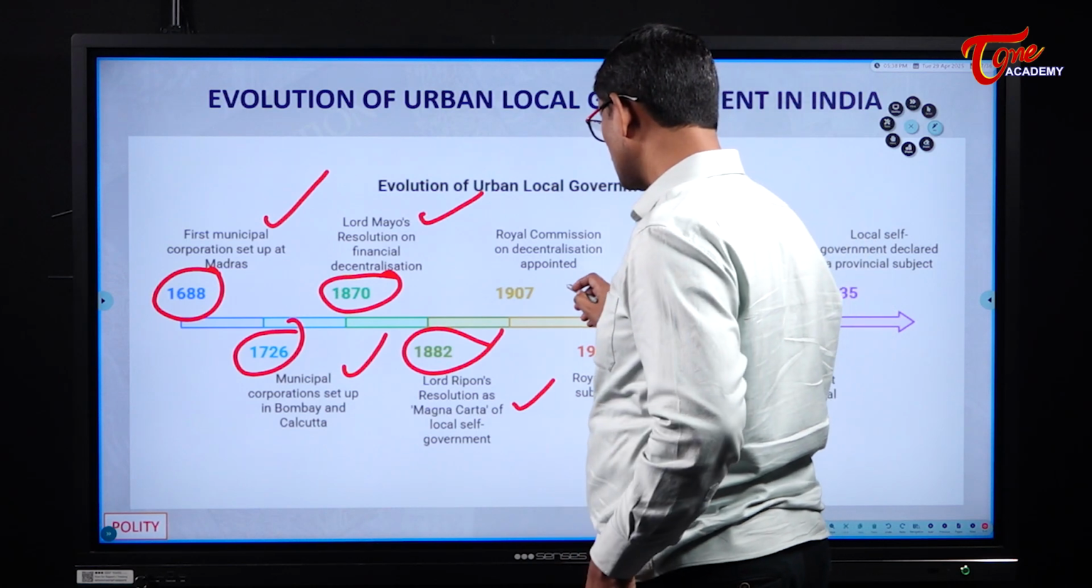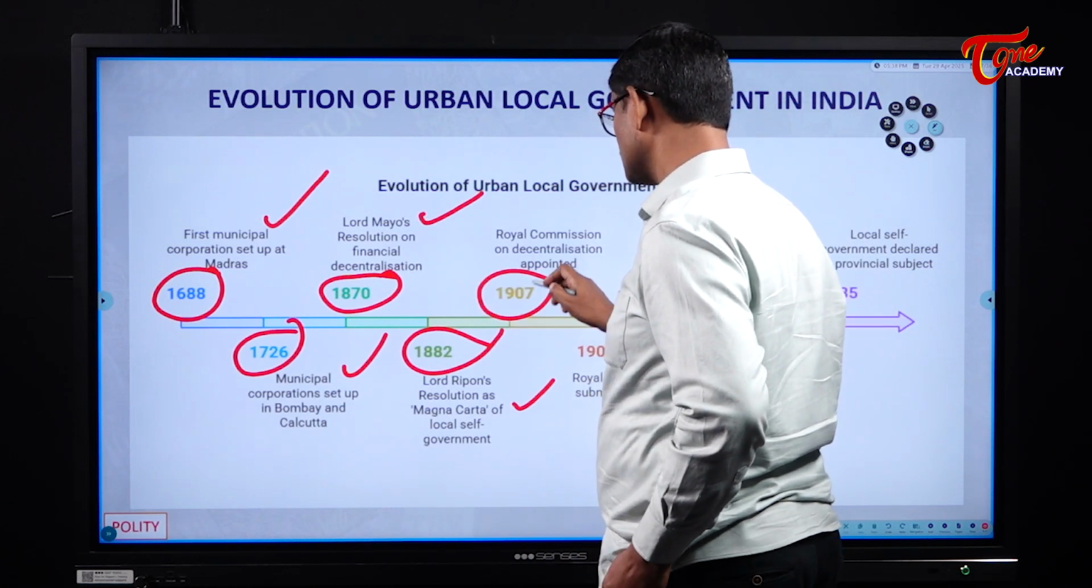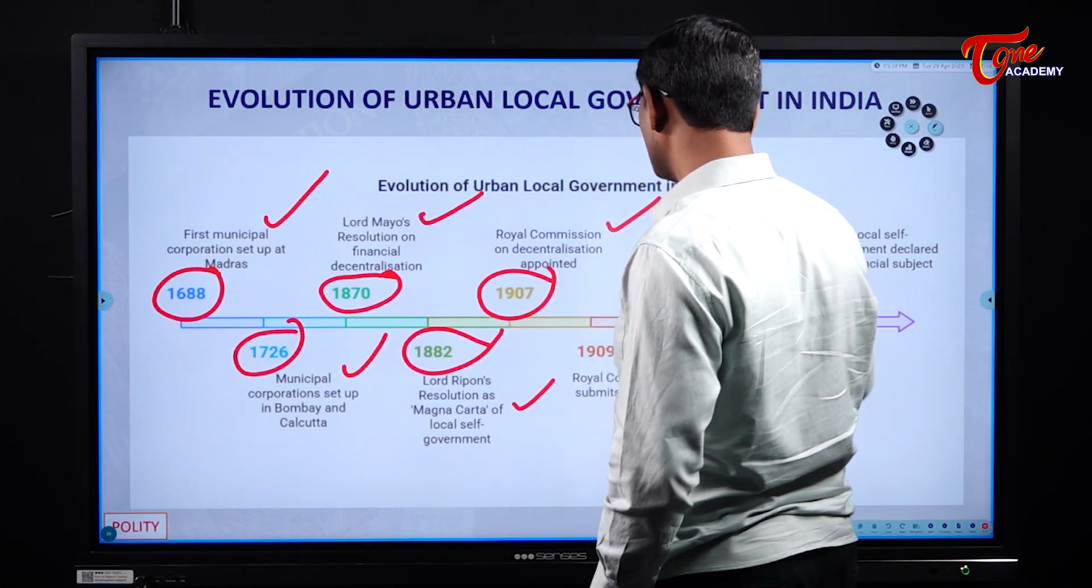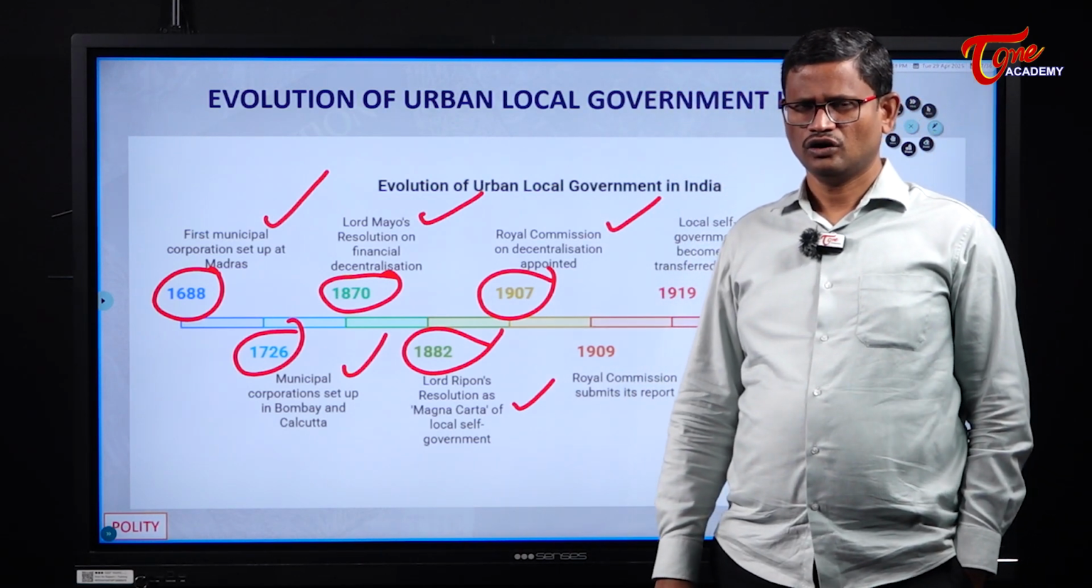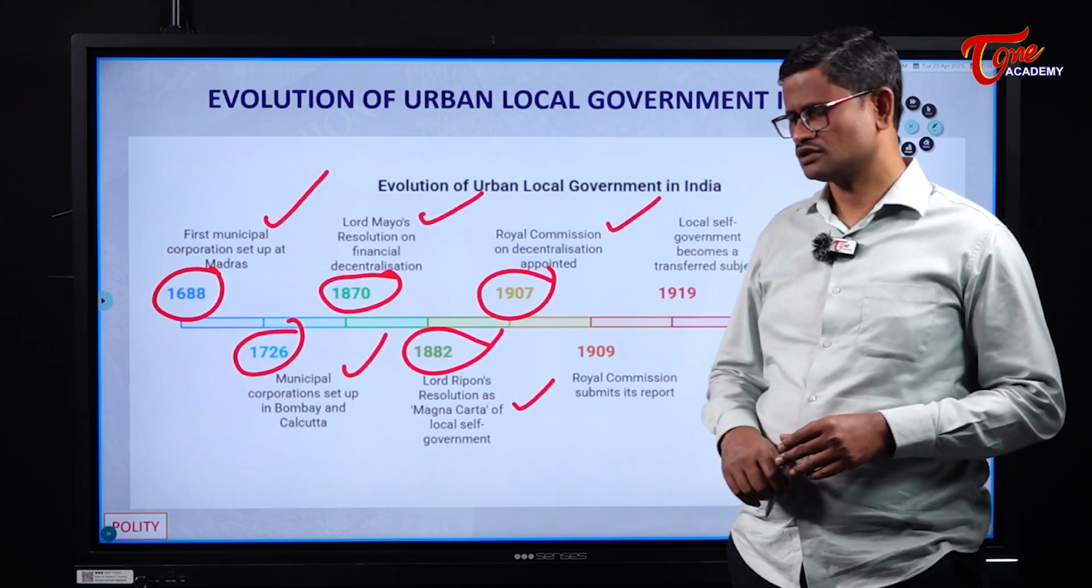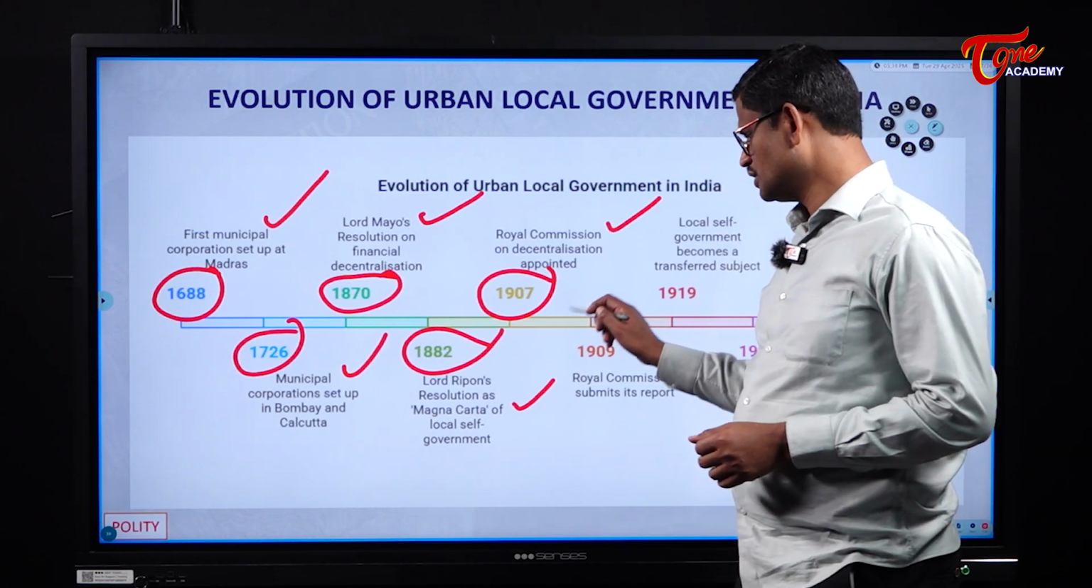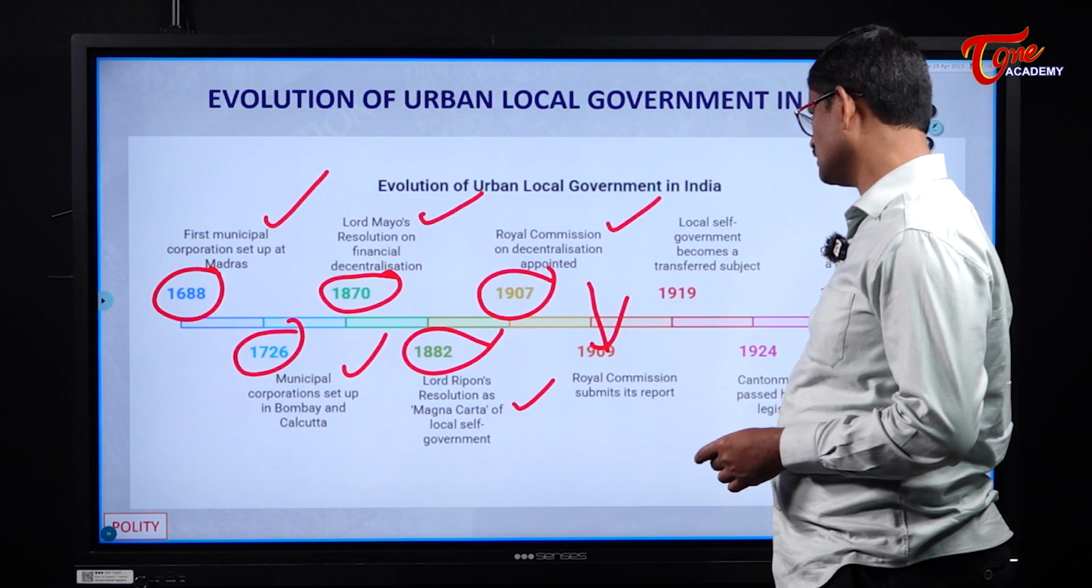Then later on in 1907, there was one commission which was appointed on decentralization. Royal Commission on Decentralization, which was appointed in 1907. It gave the report in 1909.